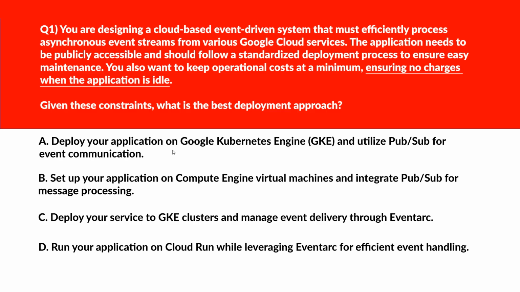A says deploy your app on GKE and utilize PubSub for event communication. Kubernetes incurs fixed infrastructure cost even when idle. We'll reject this. We'll move to option B. B says set up your app on compute engine virtual machines and integrate PubSub for message processing. Compute engine requires always on resource allocation, leading to cost even when unused. This is out. We'll move to option C.